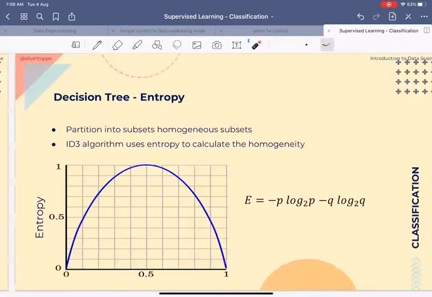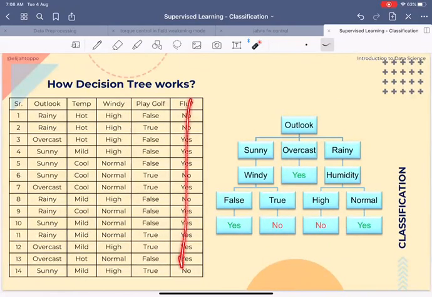I have left out this column, which is from the old data, so just ignore this column. We have three features and one target variable.